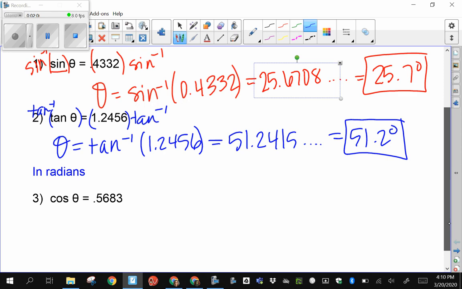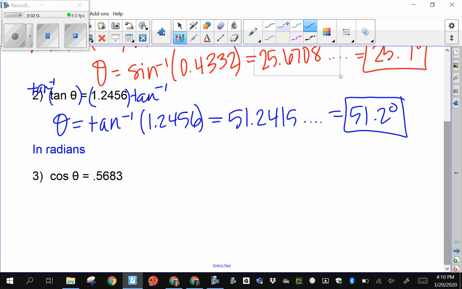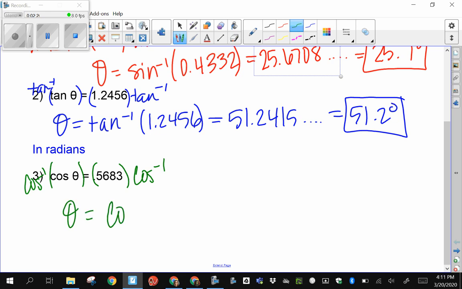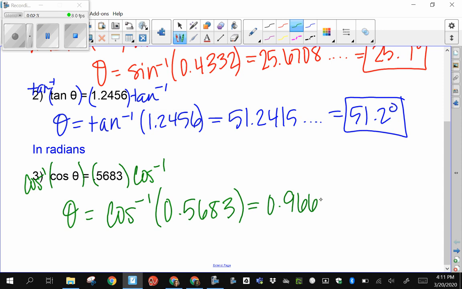Okay, same instructions, but this time they want that angle measure in radians instead. So again, I'm going to solve for the unknown by taking the inverse cosine on both sides. And inverse cosine, cosine, those two cancel each other out or undo each other, as you like to say. And I'm typing that in with my calculator in radian mode. And when I do that, I got 0.96635. I'm not quite sure about the rounding.